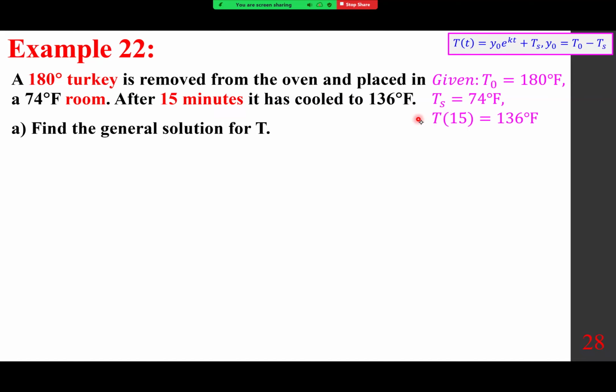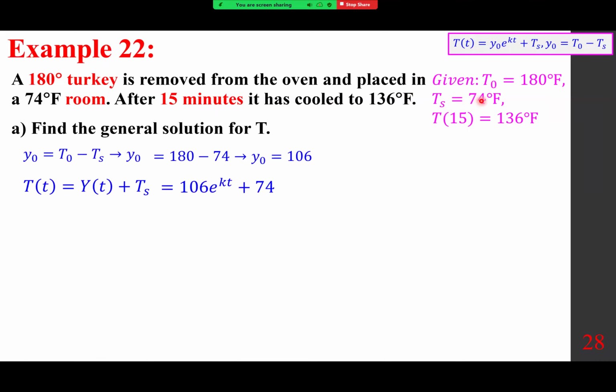And so with that in mind, we can use this: y sub 0 is T sub 0 minus T sub s, which is 180 minus 74, making it 106. And into this formula, we're going to replace the y sub 0 with 106, T sub s with 74. In any order you put it is fine, as long as 106 is in front of e to the power of kt.